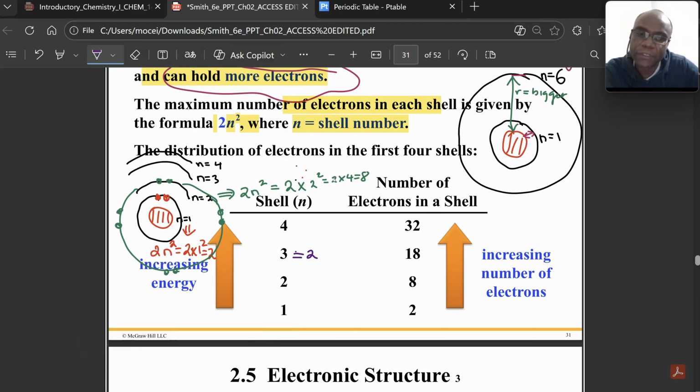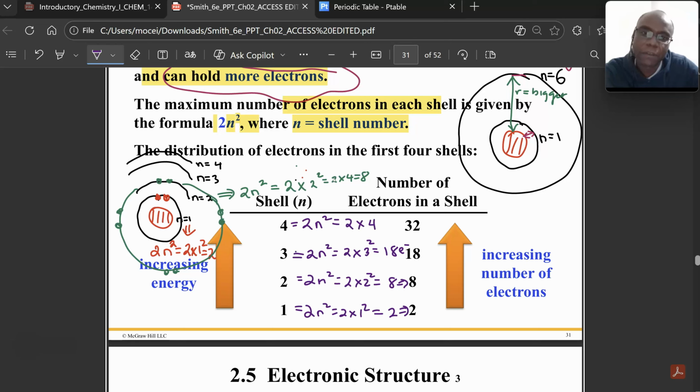When n equals 3, 2n squared is 2 times 3 squared, and that is 2 times 9. That's going to give you 18 electrons. So remember, for this one, we said it will be 2 times 2 squared, that was 8 electrons. And this was 2n squared is 2 times 1 squared, which is 2 times 1, equal to 2 maximum electrons on that shell. The fourth one will be 2n squared is 2 times 4 squared, which is just 2 times 16, and that gives you 32.